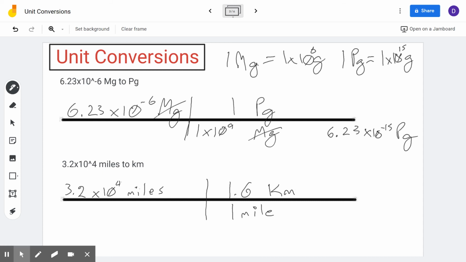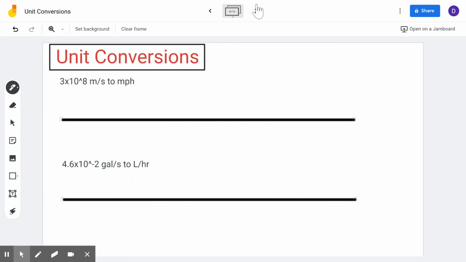So let's do 3.2 times 1.6, just a moment. 3.2 times 1.6, 5.1. So this gives you 5.1 times 10 to the fourth kilometers. Here, your miles are canceled. Okay. So that's how that one looks. Let's do a few more.